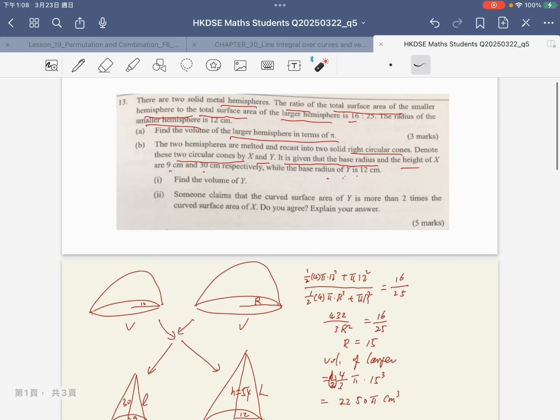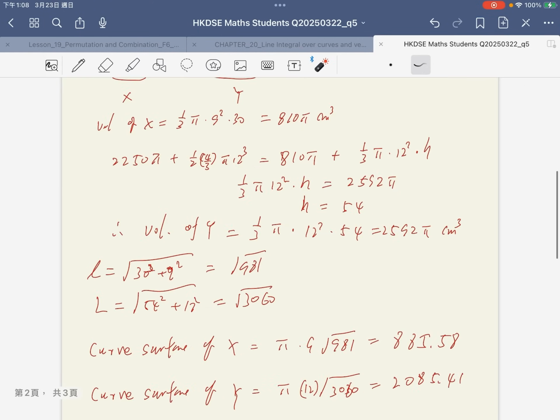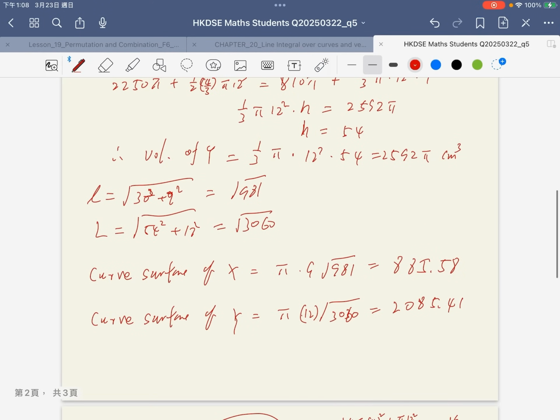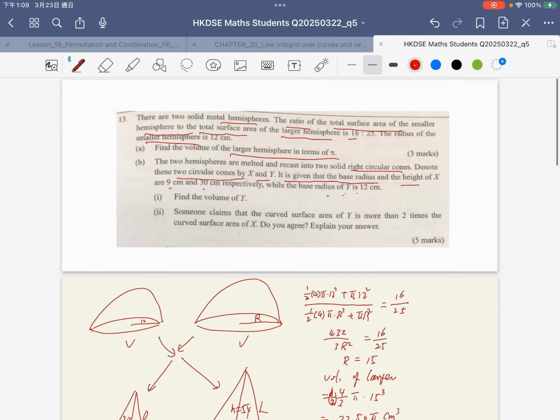Okay, let's look back at that question. The curved surface area of Y is more than 2 times that of X. Of course, it is true, because you can check this times 2. If this is divided by 2, this is 1000 greater than 886. Okay, yes, the claim is true. That is the finish of this part.